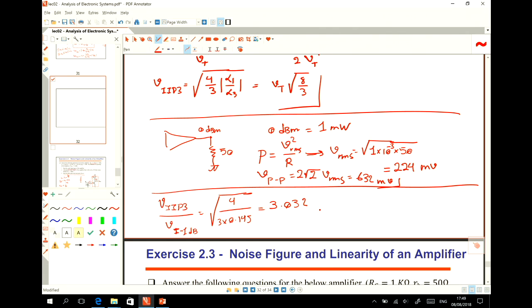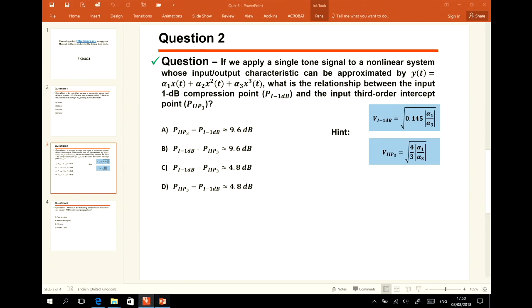And then 20 log of this, because we are going to power. 20 log of 3.032 equals 9.6 in dB. And which one is greater? Which one is bigger? I mean, we have two options here.